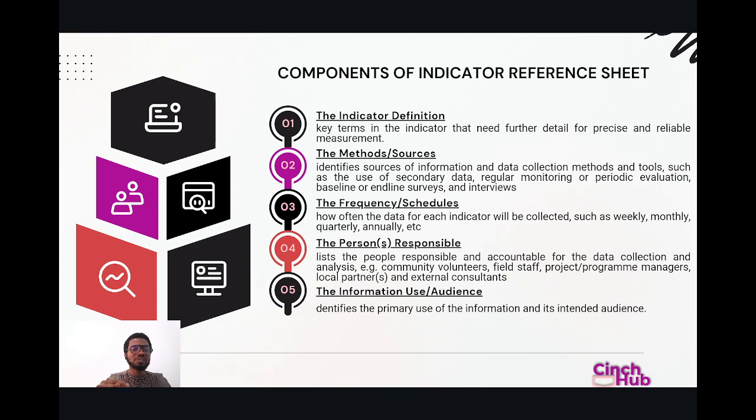The third thing that the indicator reference sheet should also have is the frequency. How often this data should be collected. So in an indicator reference sheet, the first thing you see is the definition of the indicator, then the method or the sources.